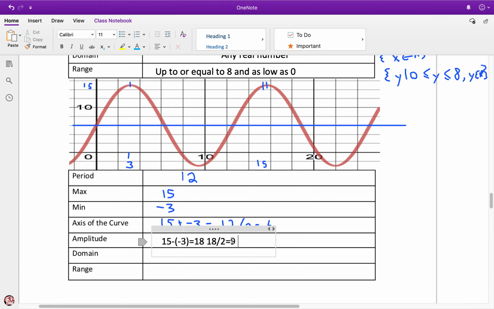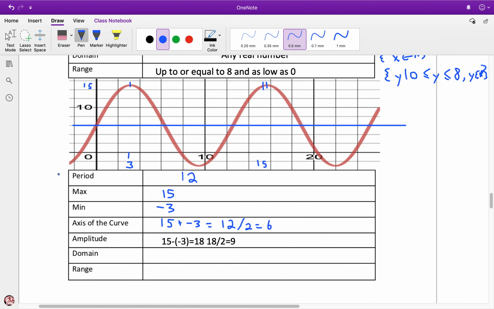So my amplitude is 9, so let's check that. If we go from here up, 2, 4, 6, 8, up a half, 9. Perfect. And we can go down as well. 2, 4, 6, 8, half, that's 9. Perfect. And our domain again.